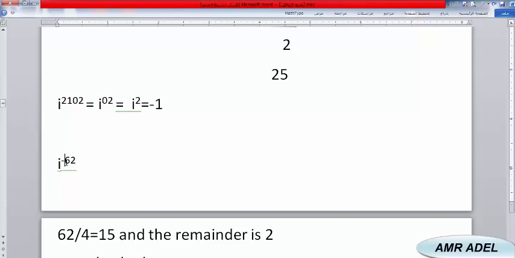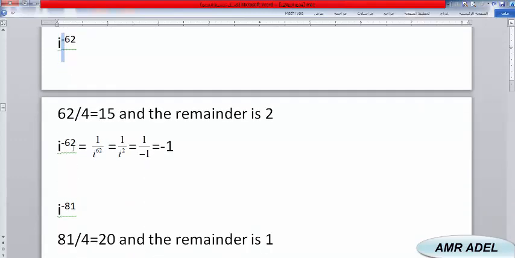Now, look at this power which is negative. How to solve it? Look here. We have to remove this sign by moving it from the numerator to the denominator, okay? By what? Make it upside down, which is 1 over i power of plus 62. Now 62, as we know from before, divide by 4, what is the result? 15. We don't care about this. Just look at the remainder, which is 2. So remove the 62 and put 2. i power of 2, which is what? Negative 1. Then 1 divided by negative 1 will be negative 1.